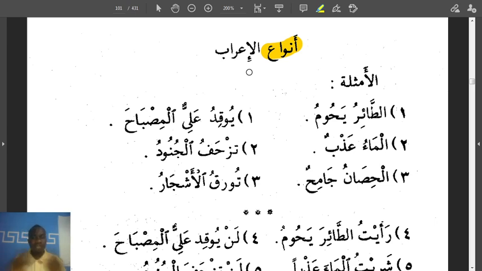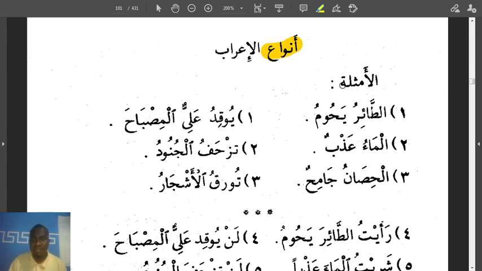So we are trying to see in this lesson what are the types of vowels that words that change can take, or what are the various changes they can take. So that is Anwa' al-I'rab. Basically when we say al-I'rab, we mean the harakat, the vowels. So types of vowels basically. Okay, let's get into it.